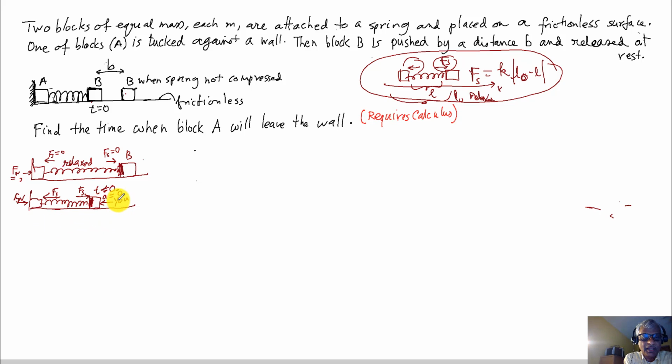So this is after you let go. This force will not be there anymore. So on this mass this is the only force, so it will accelerate. But on this mass you have both these forces and they will still be balanced. So initially there will be no acceleration on it.